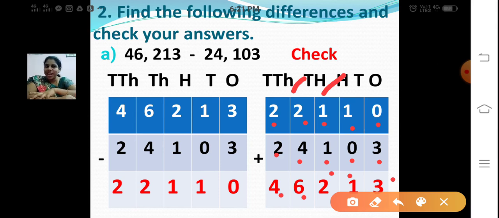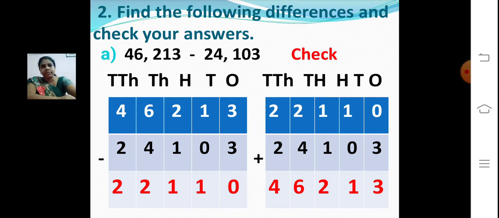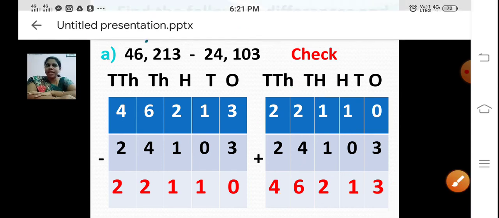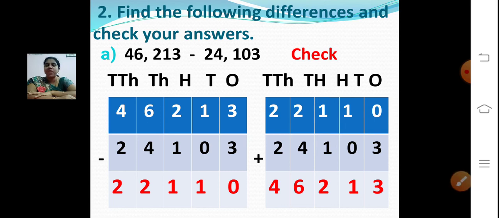So 46,213. So I got the minuend, right? So my subtraction is correct now. So find the following differences and check your answers. First we have to subtract, and how to do checking? You have to add the difference to the subtrahend so that you will get the minuend, right?